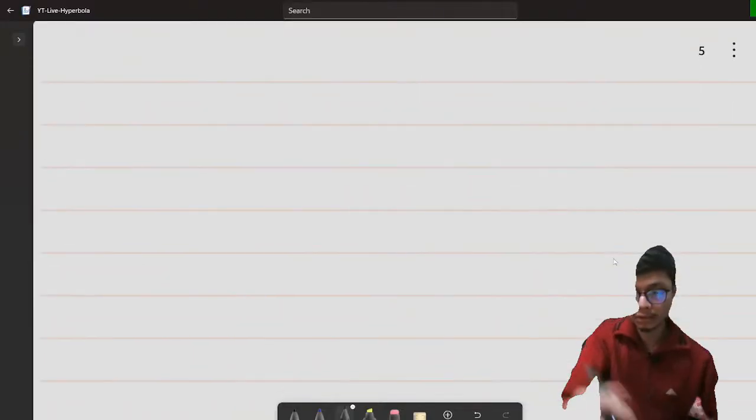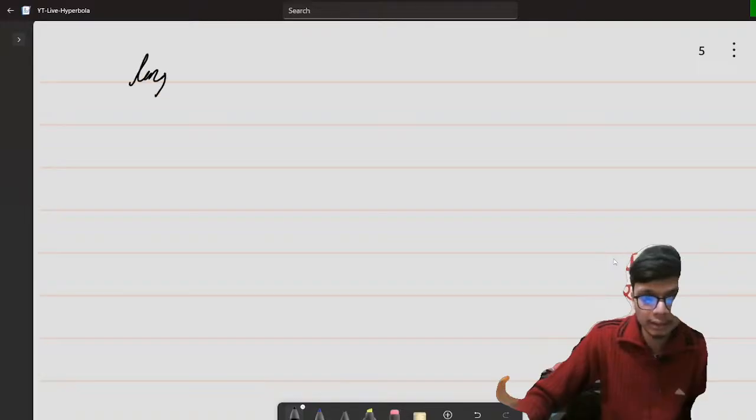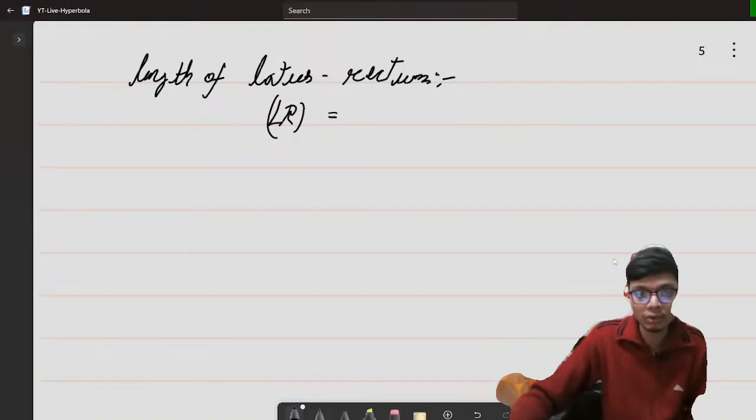If I want to find out the length of the latus rectum, let us call that LR, the length of the latus rectum, and that would be equal to... so how do we find out the length of the latus rectum?